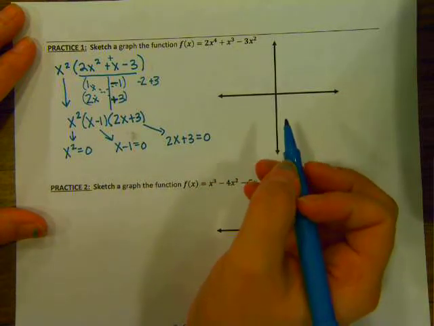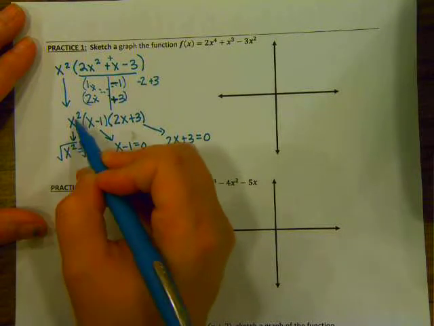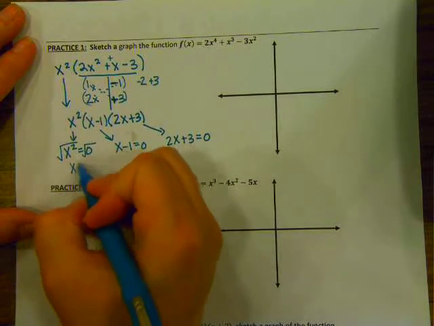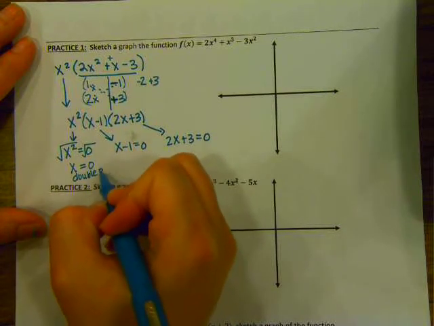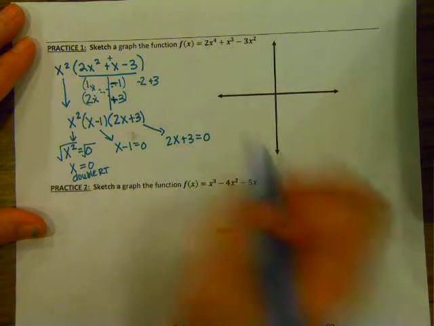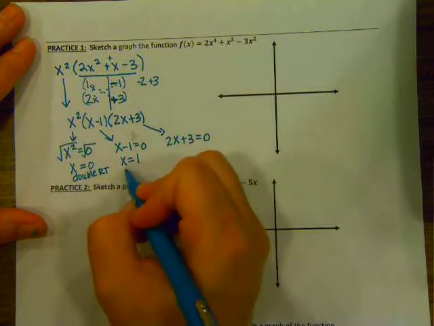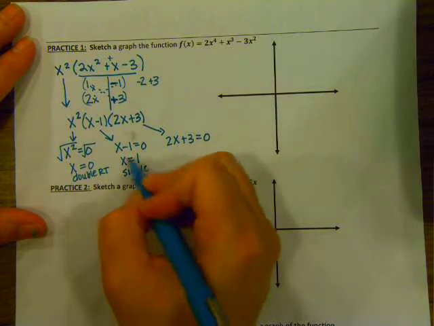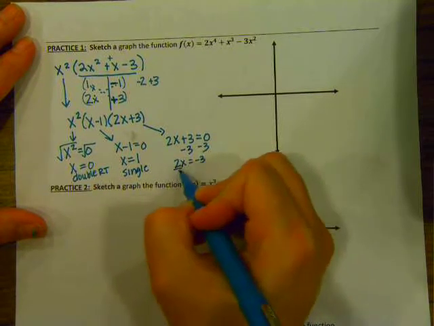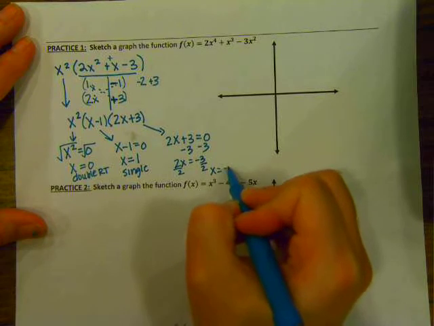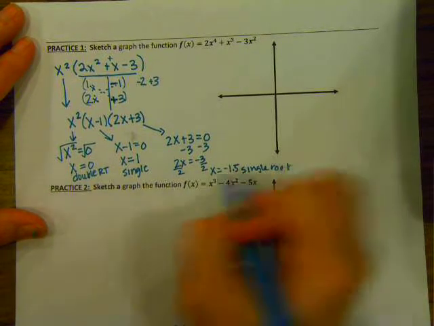Well, you can see here, guys, this x squared is going to be our double root. Why? Because it's raised to the second power. So yeah, okay, the square root of 0 is 0, but make sure that you remember this is the double root. This is where it's going to bounce off the graph. Here, x is going to equal 1. So this is the single root. There's no exponents here. Here, subtract 3, divide by the 2, so x equals negative 1.5. And again, another single root, because there's no exponents with it.